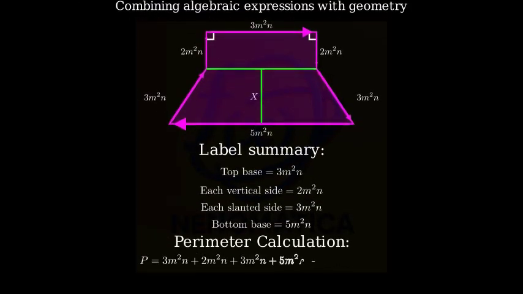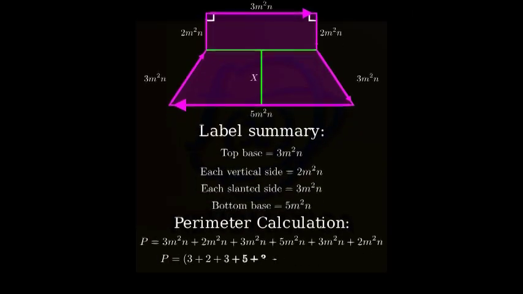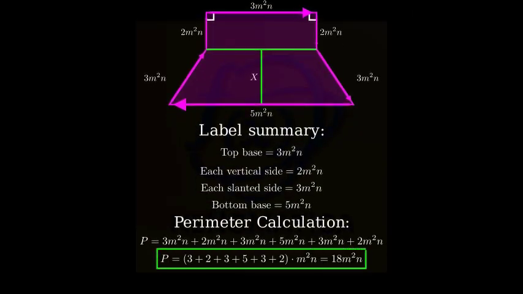The perimeter is the sum of all 6 sides: 3m squared n plus 2m squared n plus 3m squared n plus 5m squared n plus 3m squared n plus 2m squared n. Combining like terms, we get 3 plus 2 plus 3 plus 5 plus 3 plus 2, all multiplied by m squared n, which equals 18m squared n.